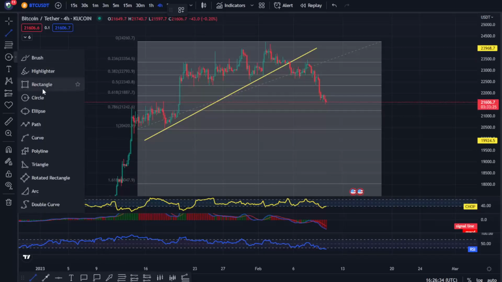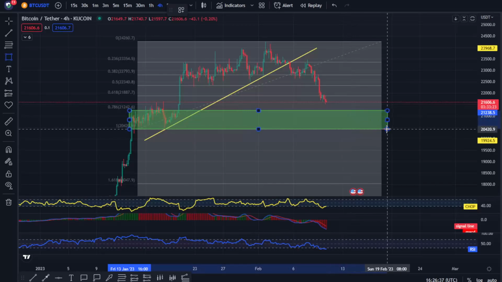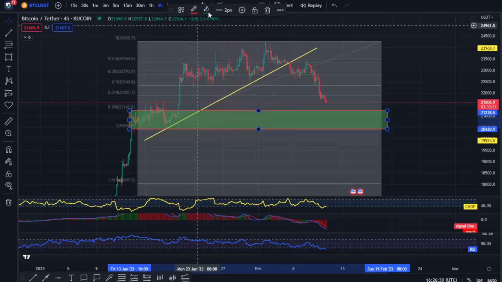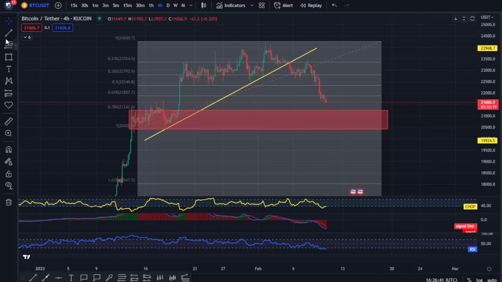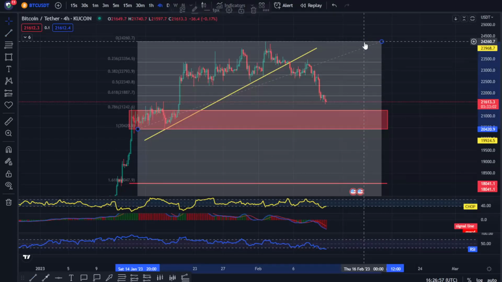Now we can move on to marking the support, and here in the first place it is worth marking the support zone from $21,239 to $20,421, but when we fall below this zone, we can see a drop even around $18,041.